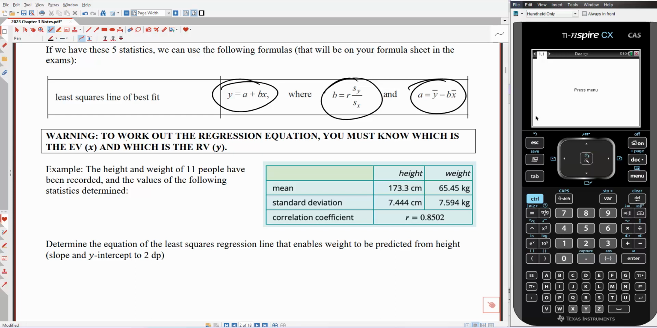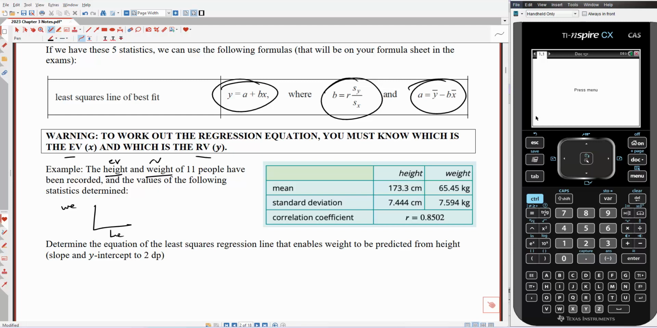Really, really important. To work out the regression equation, you must know which is the EV and which is the RV. If you get them around the wrong way, then you're going to get a different equation. Okay. So the height and weight of 11 people have been recorded, and the values of the following statistics have been determined. So the first thing we're going to do is note that weight is predicted from height. So height is the EV and weight is the RV.